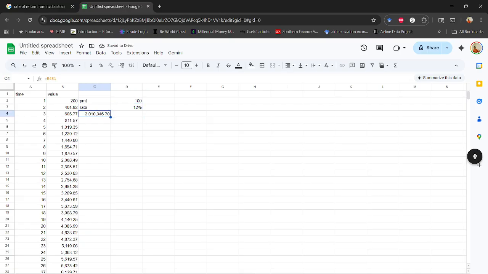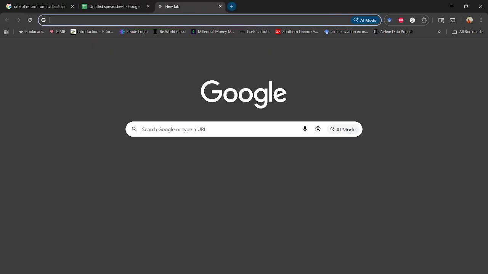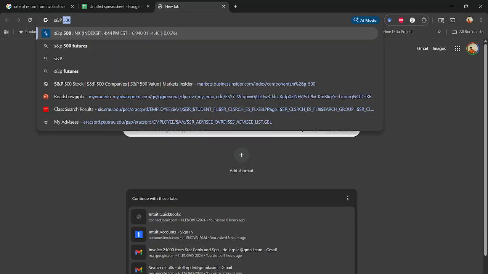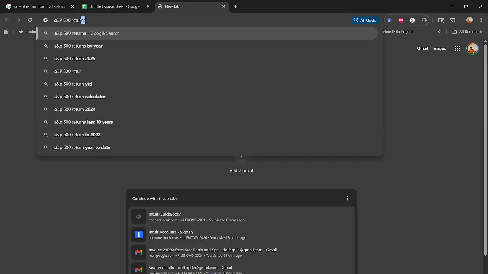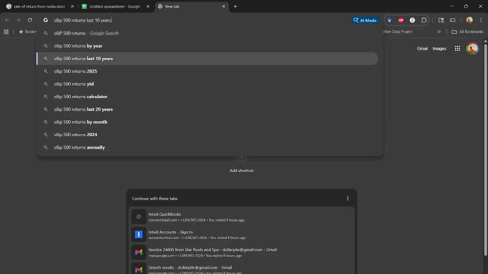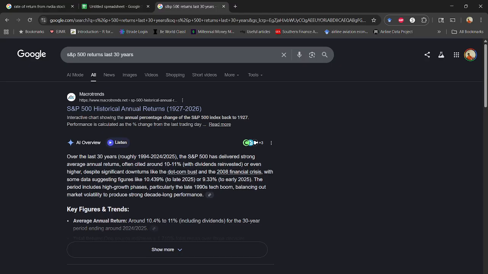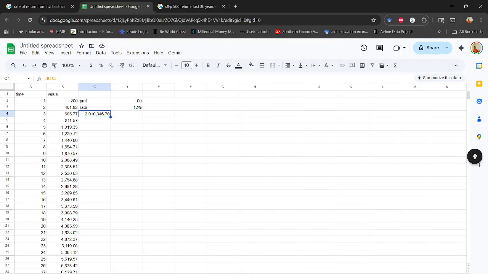becomes $2 million. So we can actually search S&P 500 returns last 30 years. And the AI answer is about 11%, including dividends. So that's a valid assumption. So 11%. So we have $1.7 billion.